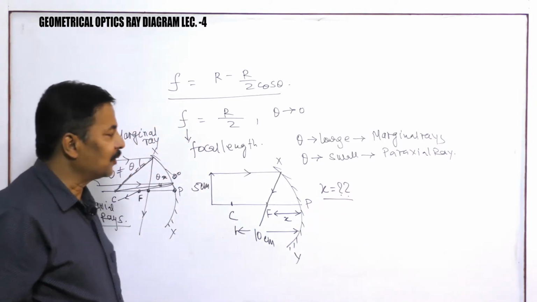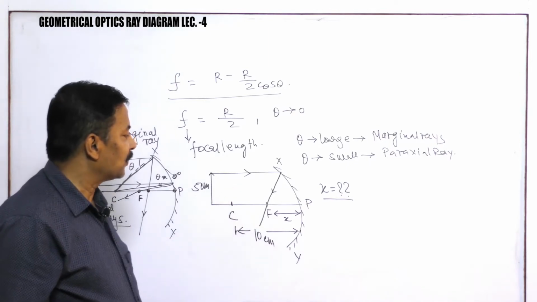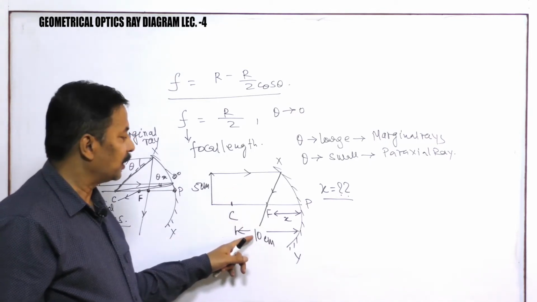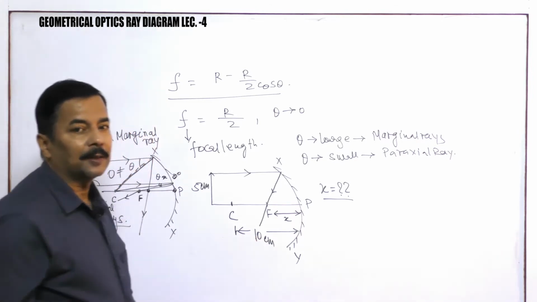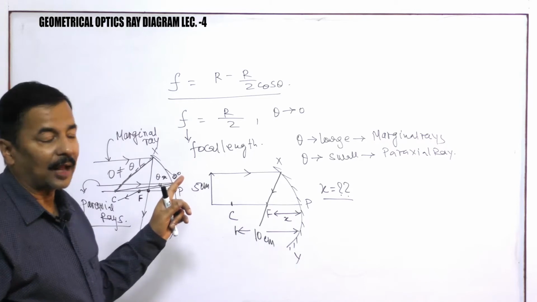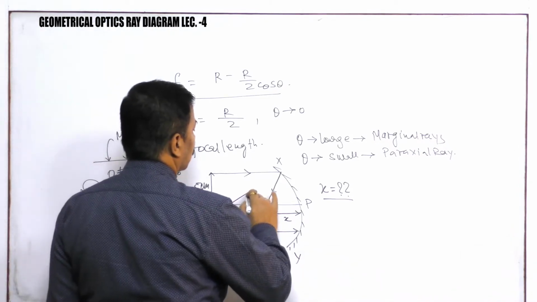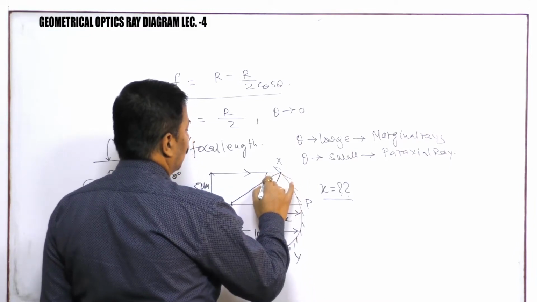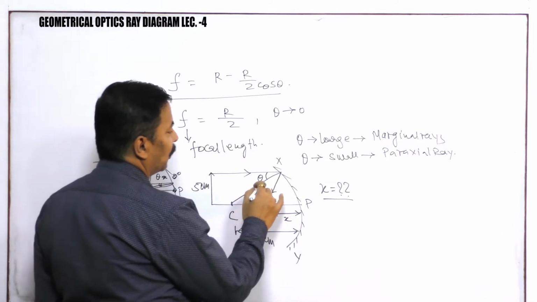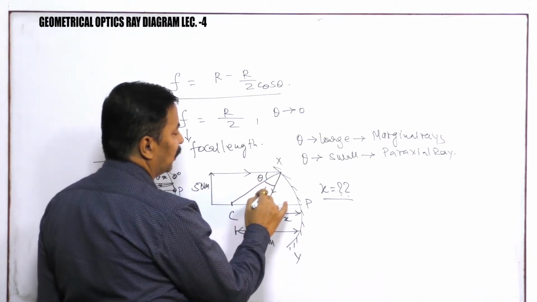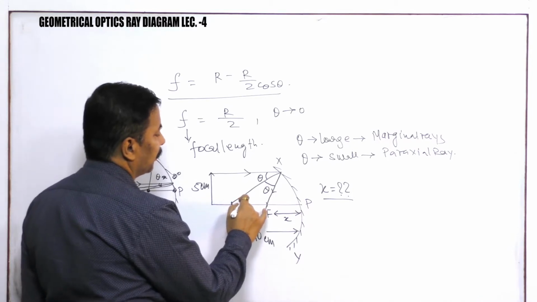Generally the student understands that this is the focus. So he will immediately give the answer f is equal to r by 2, that is radius of curvature by 2, that is 5 centimeter. But 5 centimeter is not the answer. Why? This angle theta is not negligible. This angle is theta because this is the normal. So this angle is also theta, and this angle is also theta.